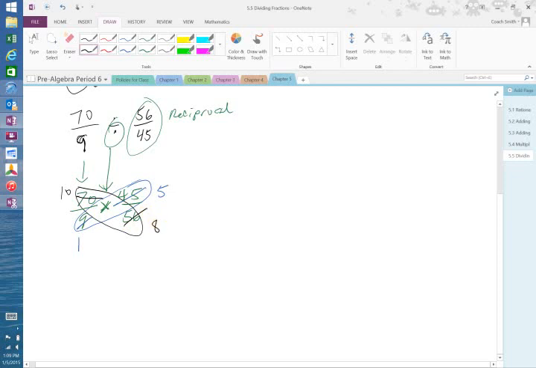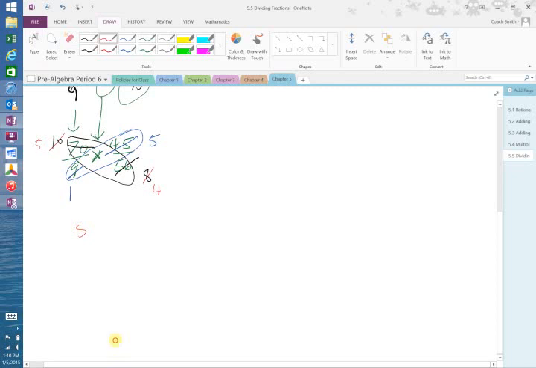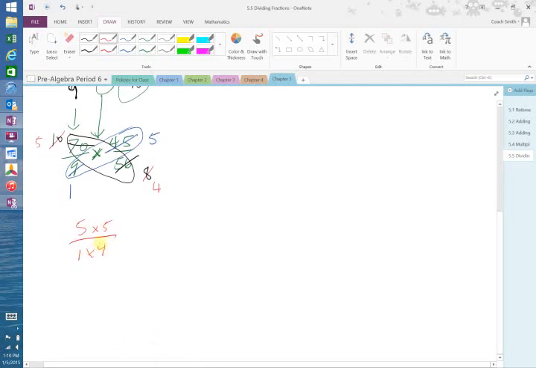Well, 10 and 8, do they have a common factor? 2. 2 goes into 8 4 times. 2 goes into 10 5 times. So realistically, the greatest common factor between 70 and 56 was 14. Okay? But if you didn't see that, then you do it that way. Divide it by 7, then you divide it by 2. Okay? And now, so we have 5 times 5 on top, 1 times 4 on bottom.